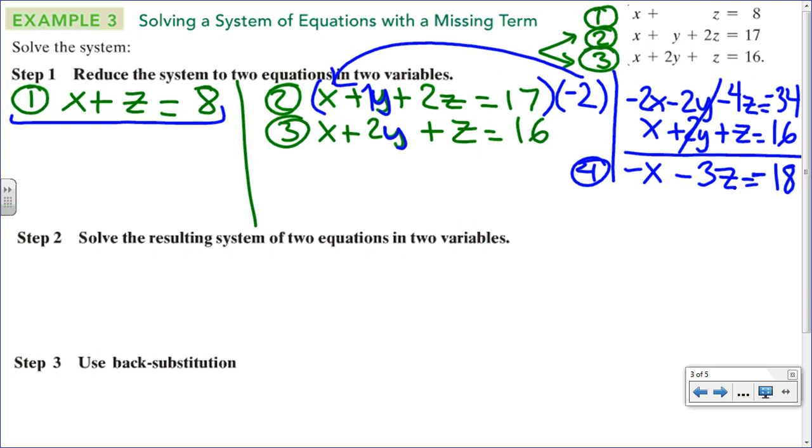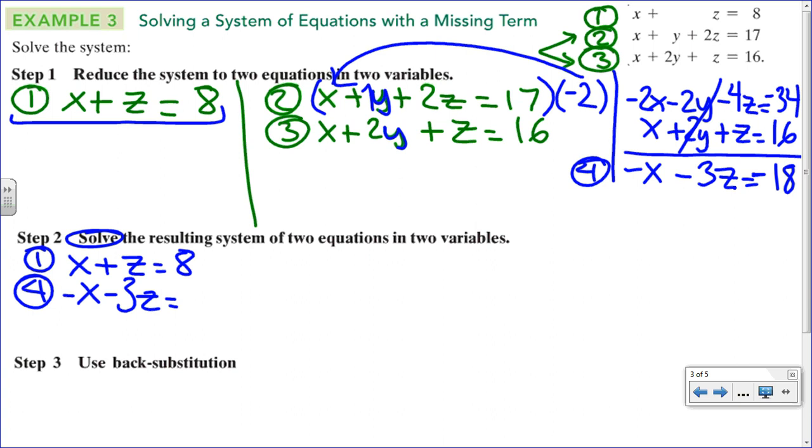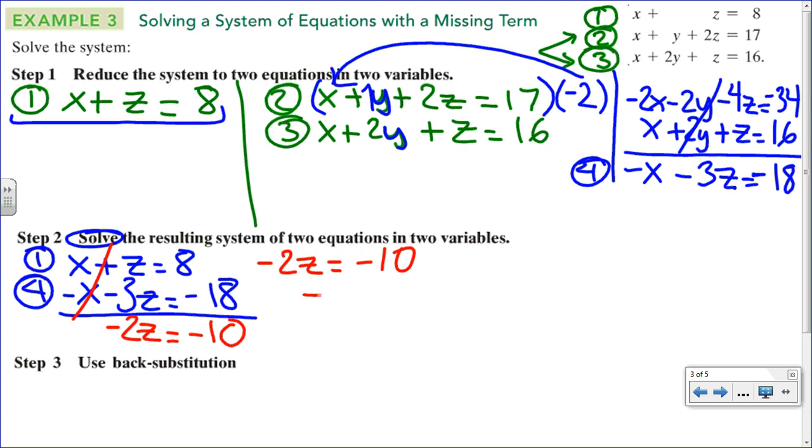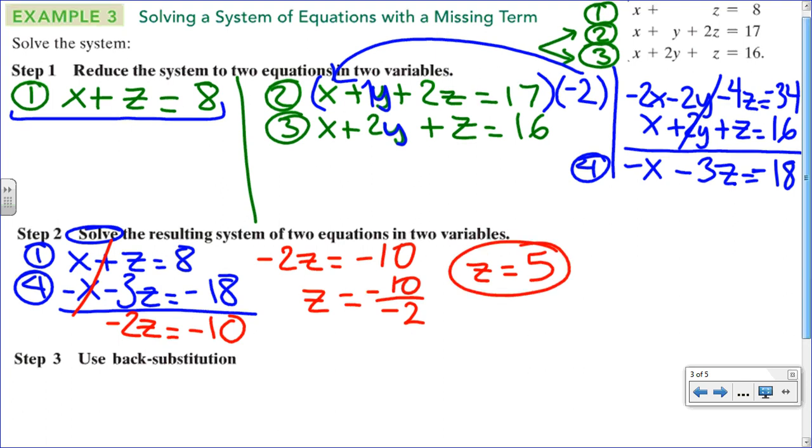So now what we're going to do is solve the 2x2 system. So we take equation number 1, which was given to us, and then equation number 4, the one that we found: negative x minus 3z is equal to negative 18. Now here we already have opposite coefficients with the x, so there's nothing that needs to be done. We don't need to multiply it. We could just cancel that out. Negative 2z is equal to negative 10. Now with that, we could find that z is negative 10 divided by negative 2. So z equals positive 5. So we have one of the numerical values now.